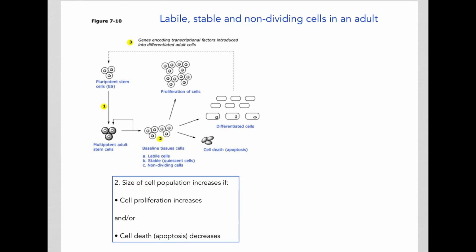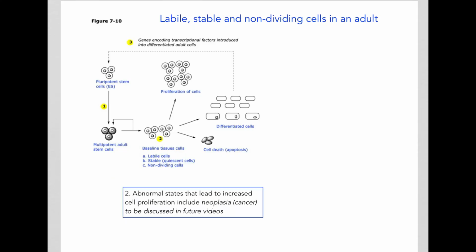Now, the size of the cell population will obviously increase if cell division increases and/or if cell death decreases. Abnormal states that lead to increased cell proliferation include neoplasia or cancer, and this is a topic very closely related to cell division, and we shall cover this topic in a future video.